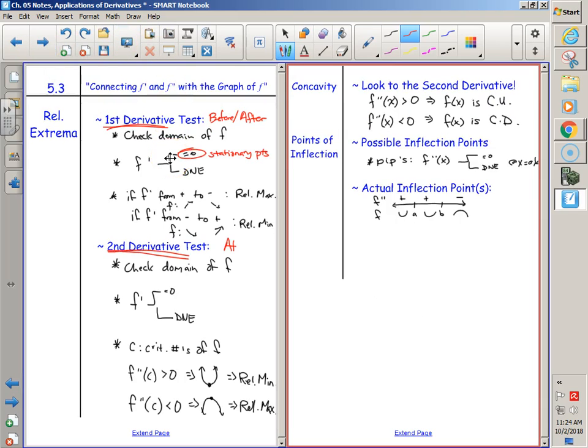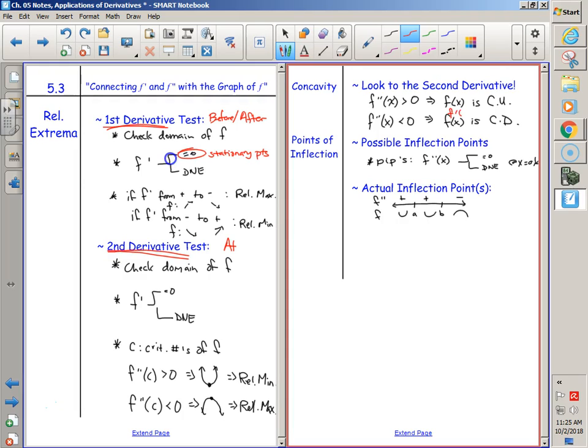What's the next characteristic? Concavity. Looking to the second derivative. But does concavity just tell us about the second derivative? No. What does it tell us about the original? The sign of the second derivative tells us about the concavity of the first, but what else was on the original function, I should say? What else was on the forever card last year when we talked about concavity?